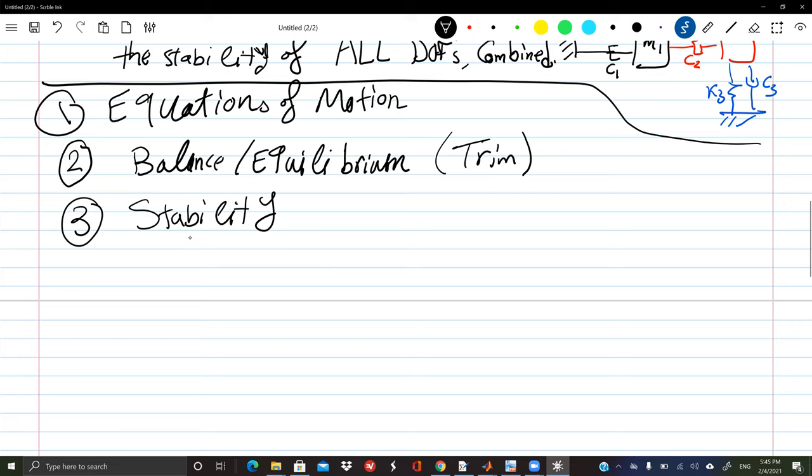And I'm going to spend like 1 minute stressing this. These are two independent concepts in the following sense. Balance means summation of all forces equals zero, summation of all moments equals zero, which means no change from that position. This is why we call it equilibrium. Equilibrium position means if you start there, exactly there, you will remain there indefinitely.